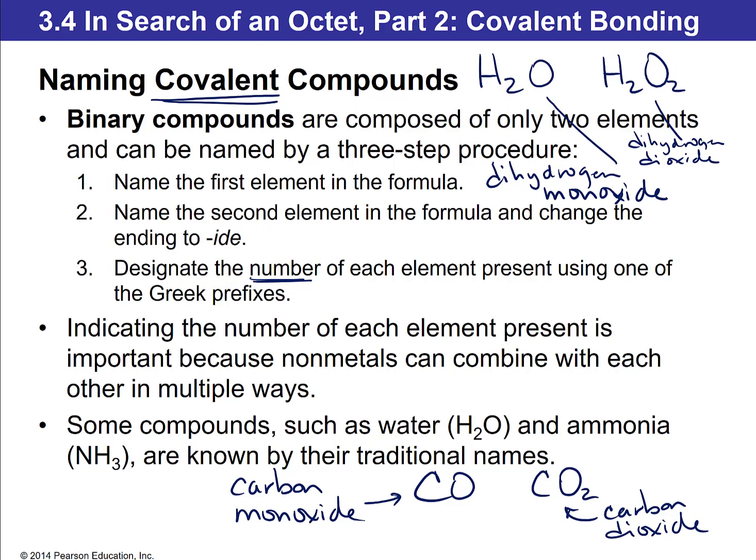What do you always put if there's two of them? Di. Okay, if there's one and it's the first element, you don't have to put mono. You only have to put mono if it's the second element. So that is why carbon monoxide is not monocarbon monoxide. If there's only one of the first element, you can leave it off.